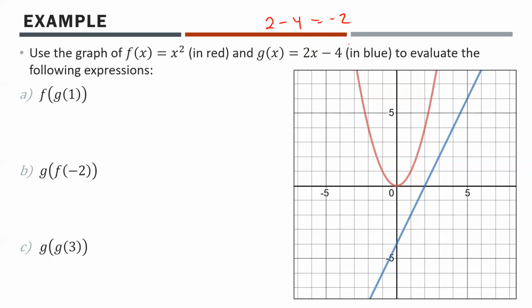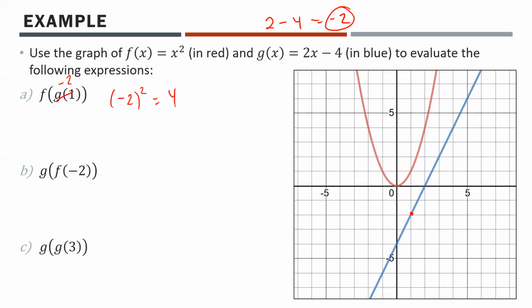But you didn't actually have to evaluate it that way. You can literally just use your graph. G of 1 means when x is 1, what is y? Because g of x should be spitting out the y value. Well, when x is 1, which is right here, notice on the g of x graph, y is negative 2, as it should be, right? So then we're saying it's negative 2 that's being plugged into f of x now. So really we're doing negative 2 squared, which is going to be positive 4.